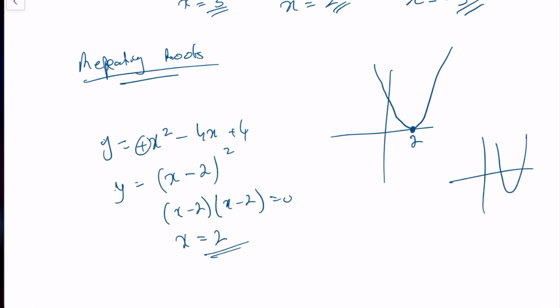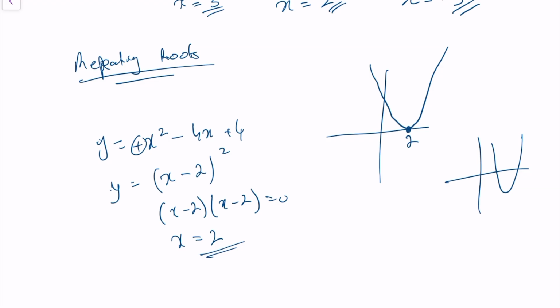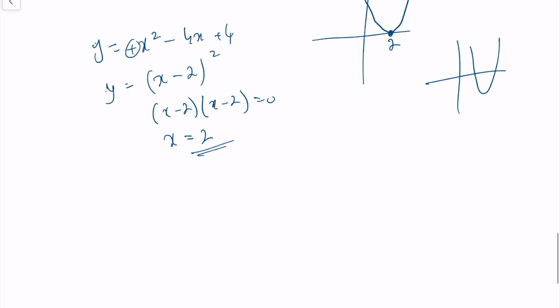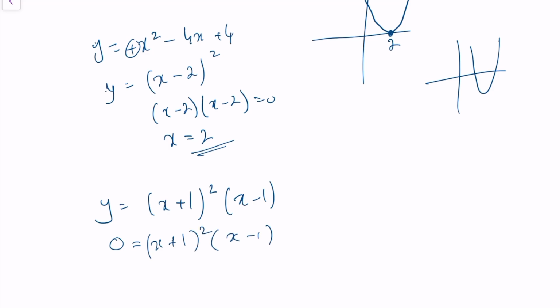Okay, now what can we do next? So this is a repeated root. Let's see what it would look like in a cubic scenario. A cubic scenario would have something like this, where y is equal to (x plus 1) squared into (x minus 1). When I solve this, I make it 0, so (x plus 1) squared and then (x minus 1).